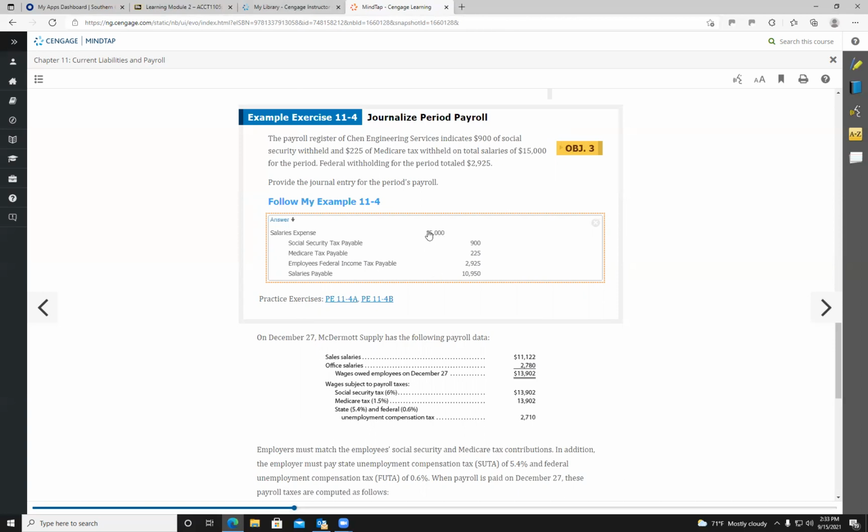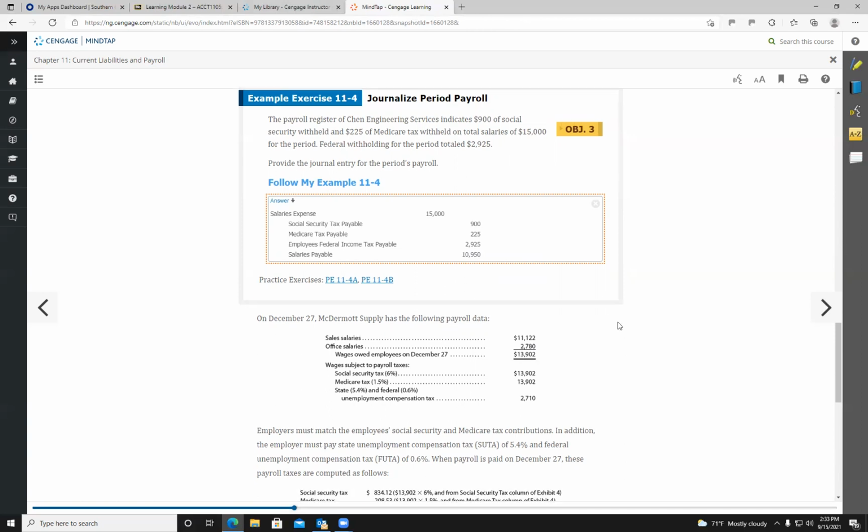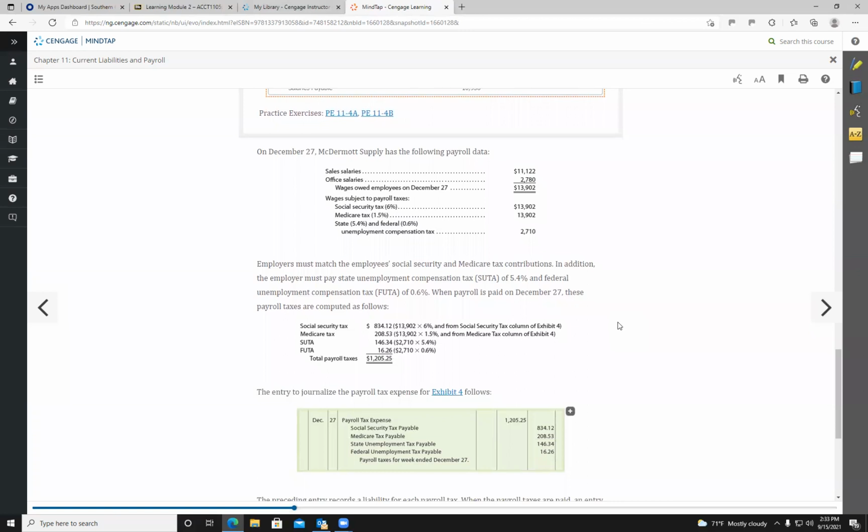Now our debits and our credits must balance. So once we take our gross pay and subtract out all our deductions, it gives us our net pay, which we record as a credit to our salaries payable. So again, our salaries payable is equal to our net pay, and our net pay is our gross pay less all of our deductions. All right, so that's how we came up with $10,950 as salaries payable. All right, so let's continue on.